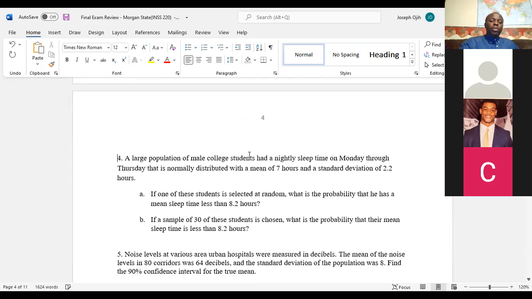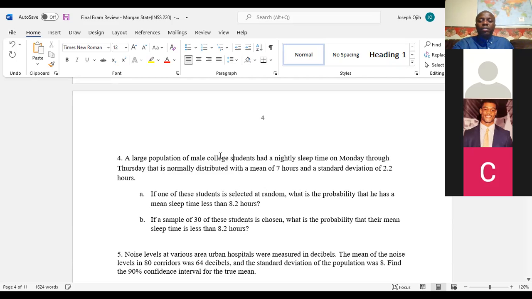The next topic says a large population of male college students has a nightly sleep time on Monday through Thursday that is normally distributed with a mean of 7 hours and a standard deviation of 2.2 hours. If one of these students is selected at random, what is the probability that he or she has a sleep time of less than 8.2 hours? If a sample of 30 of these students is chosen, what is the probability that their mean sleep time is less than 8.2 hours?